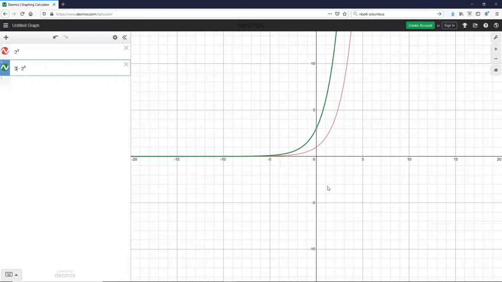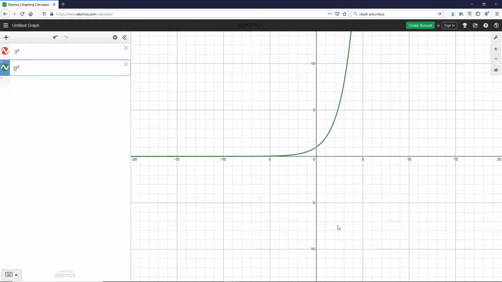Now if we wanted to do a vertical compression, we'd multiply the entire function by a number between 0 and 1, but not including 0 and 1. So let's say 1/2. What that did is it compressed the graph about the x-axis. So again, originally we had the point 0, 1, now it's at 0, 1/2.